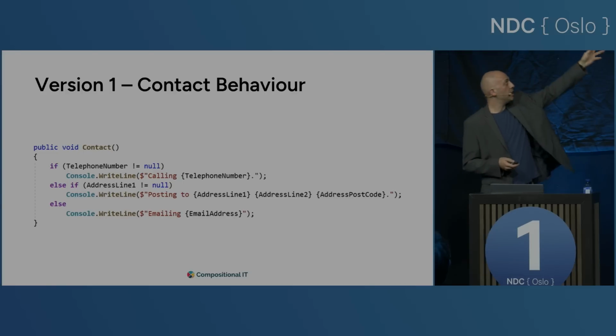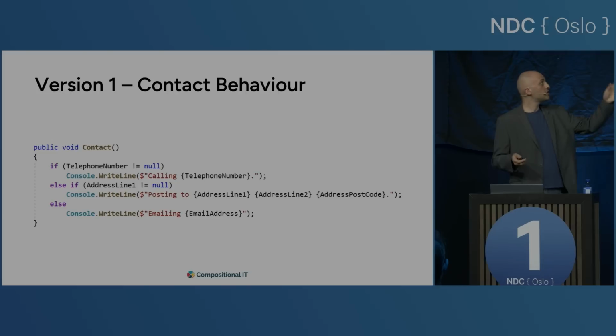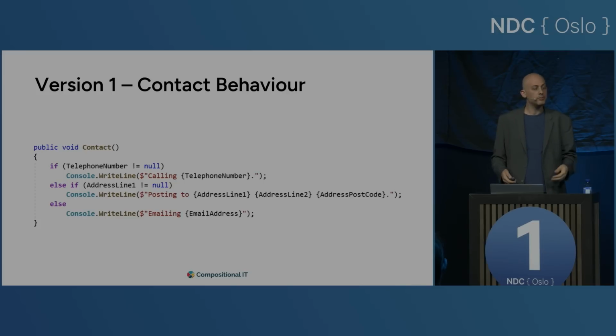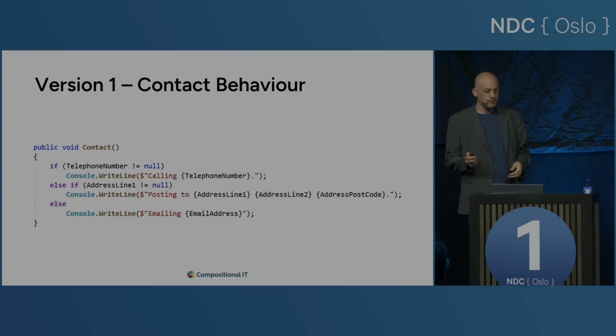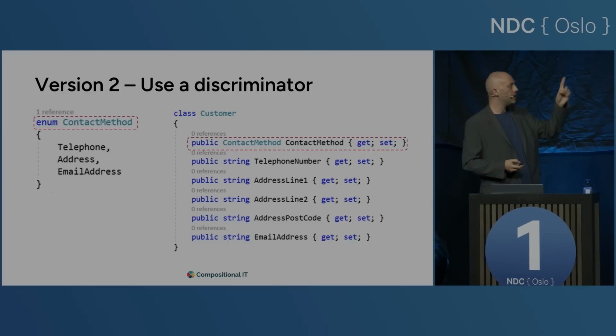And you can maybe do something like this. Like, if the telephone number is not null, then they must have the telephone number set, and we'll use that data. Or if the address line 1 isn't null, then that must mean we've got an address. Let's use that. Otherwise, it must be the email. Let's use that. Right?